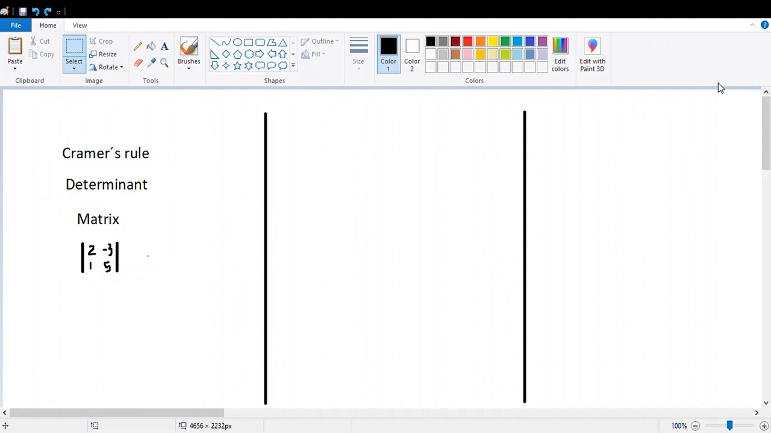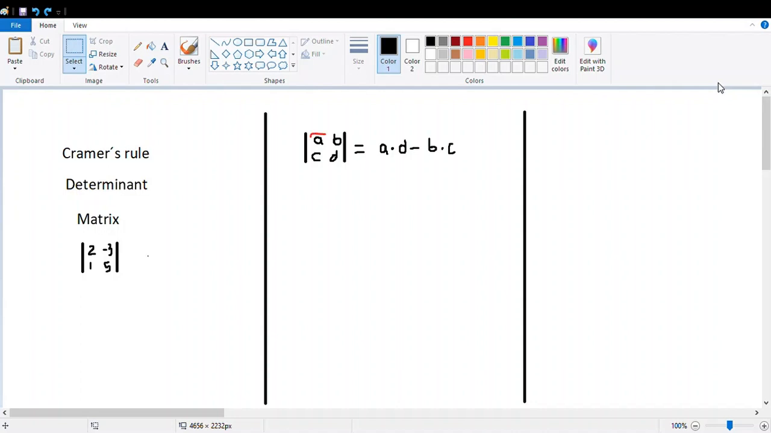Okay, but if this is a matrix and the determinant is a value of the matrix, how can we find the determinant, or how can we evaluate the determinant of the matrix? We can evaluate the determinant of any matrix by this formula. In this formula, as you can see, we have to multiply the diagonals.